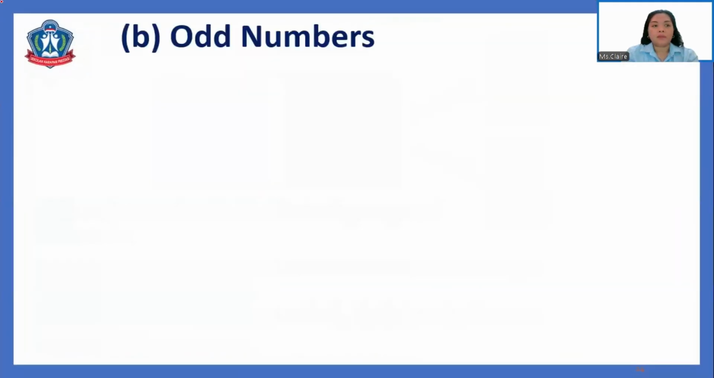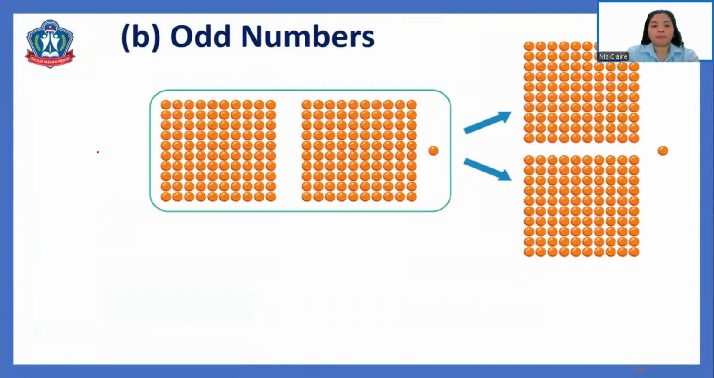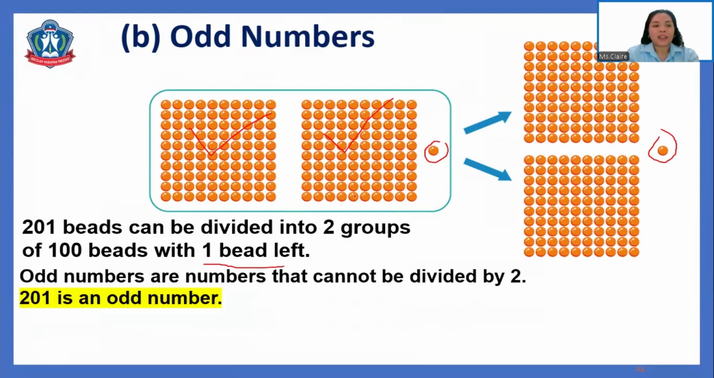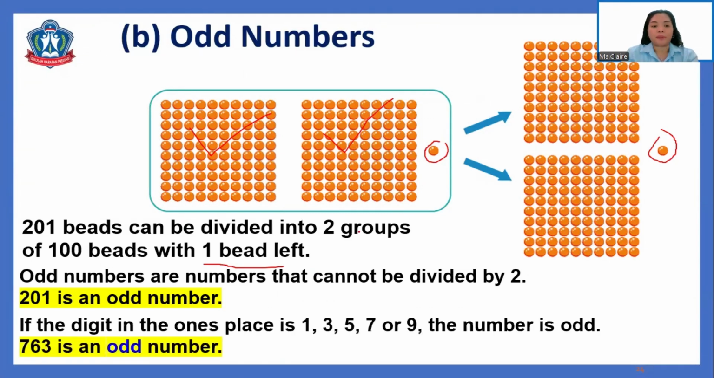Now, let's study about odd numbers. So, we have here 201. So, this is 100, 200, and we have another one here. 201 beads can be divided into two groups. However, we have one bead left here. So, we cannot divide one unless we cut it in half. Okay? So, odd numbers are numbers that cannot be divided by 2. 201 is an odd number.